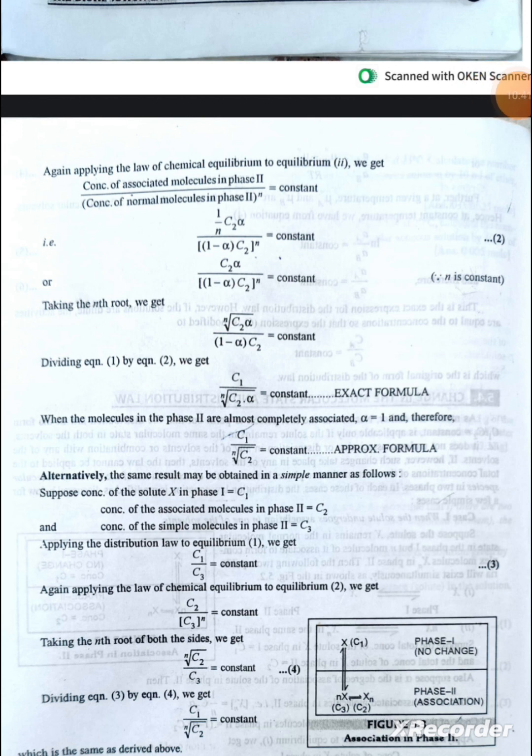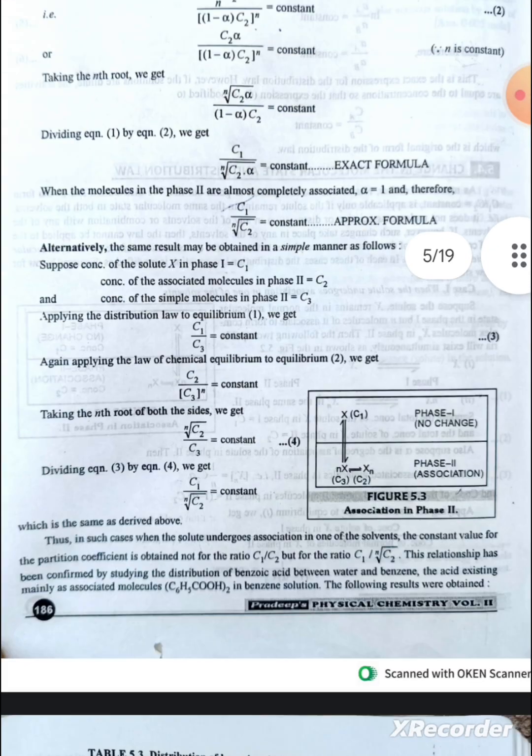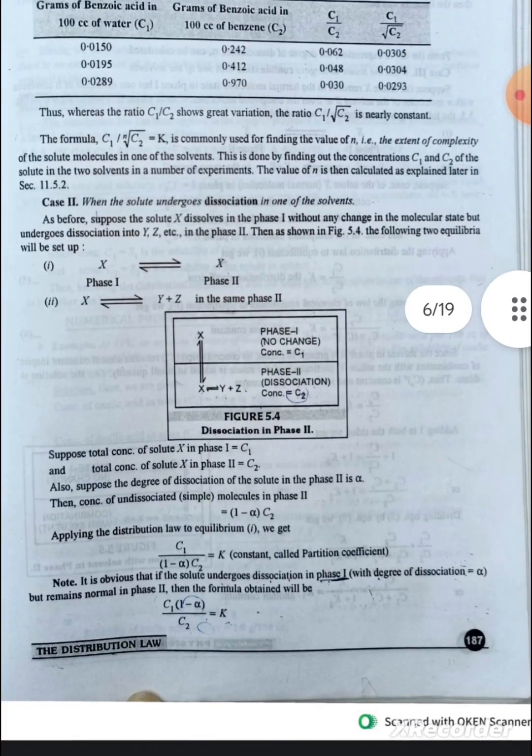The formula C1 / nth root of C2 equals K is commonly used for finding the value of n, that is, the extent of complexity of the solute molecule in one of the solvents. This is done by finding out the concentrations C1 and C2 of the solute in the two solvents in a number of experiments. The value of n is then calculated as explained later.